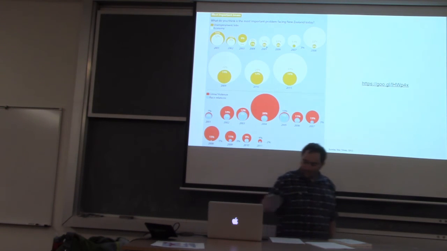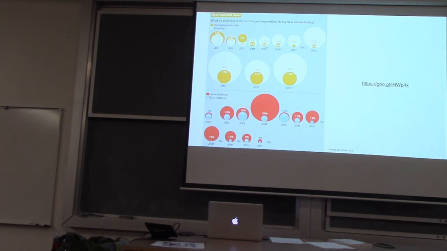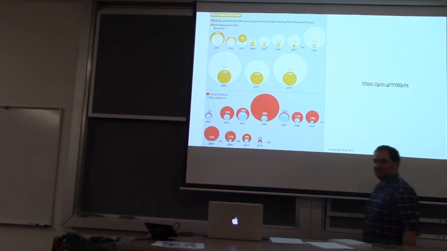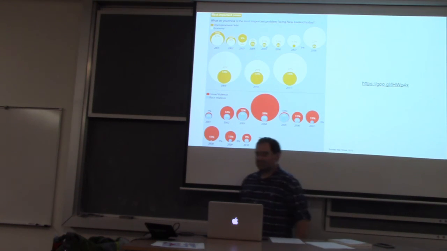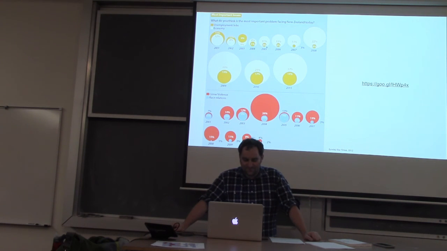Okay, so let's talk about this chart first before we look at the designs. What's the data that we see here? The issues that New Zealanders believe are the most important. Yeah, so it's a survey result, percentage of people who think that these particular issues are important.